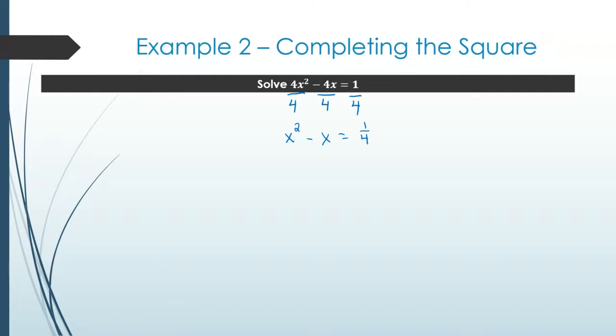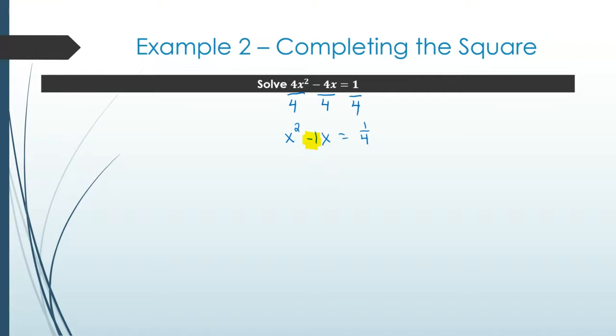Now, second step is to have everything with x on one side and the number on the other side. So we are already at that step, so we don't have to move anything at this point. The next step is now to do the trick where you're doing half the middle term squared. So our coefficient of the x term is 1, so I can write that.